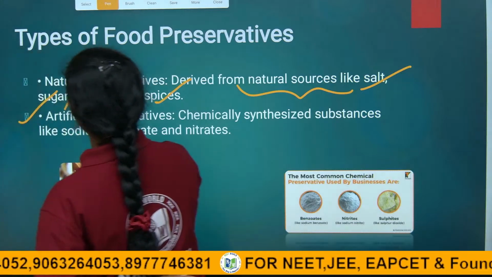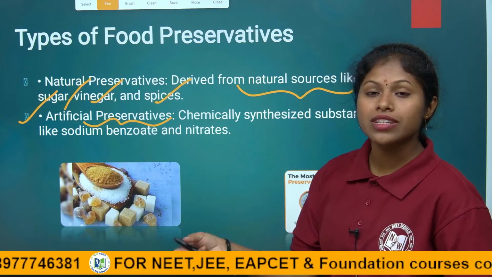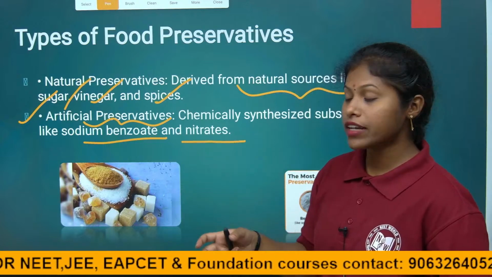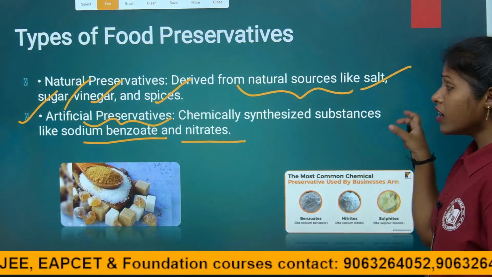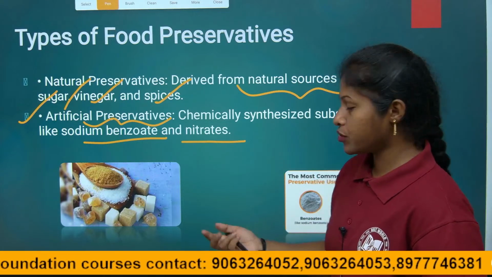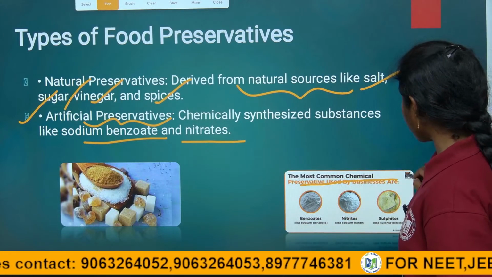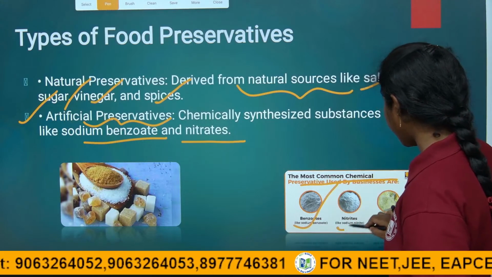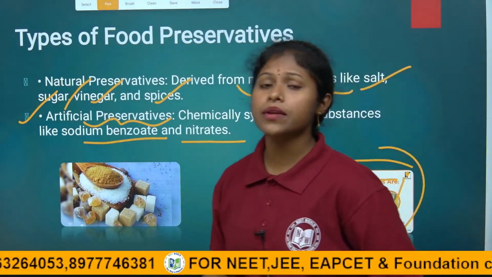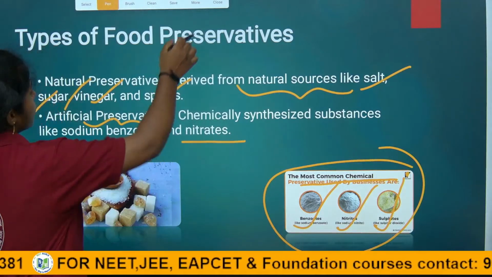In the artificial preservatives, we are using chemical substances. The main chemical substances used in food preservation are sodium benzoate and nitrates. These are the preservatives mostly used to preserve foods for a long period of use. The most common chemicals used for food preservation are benzoates, nitrates and sulfides. These are the most common preservatives used to prevent food spoilage.